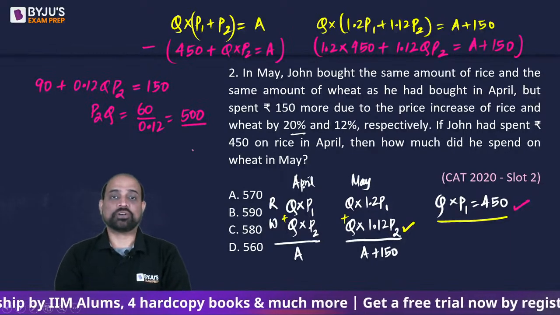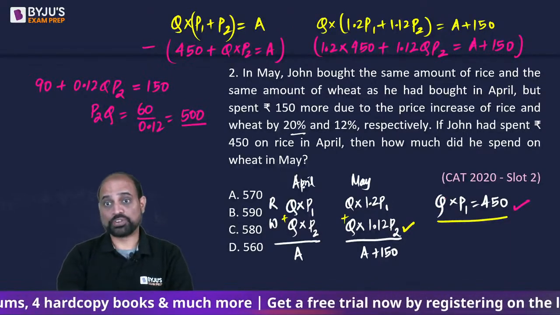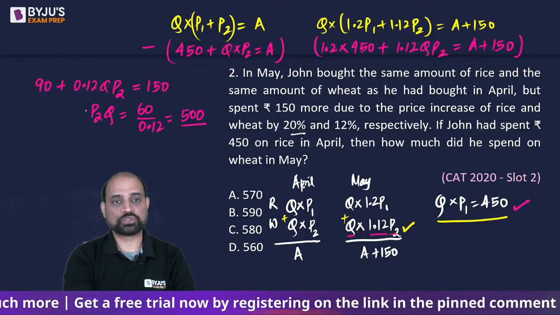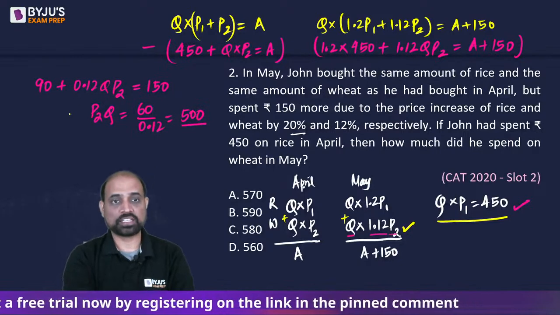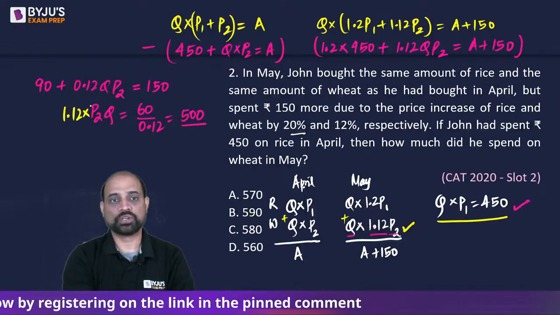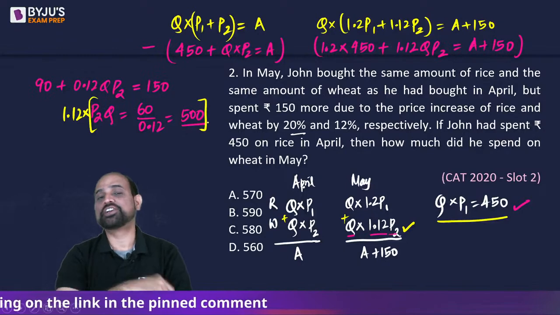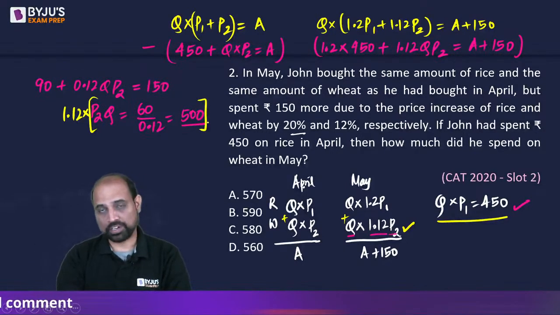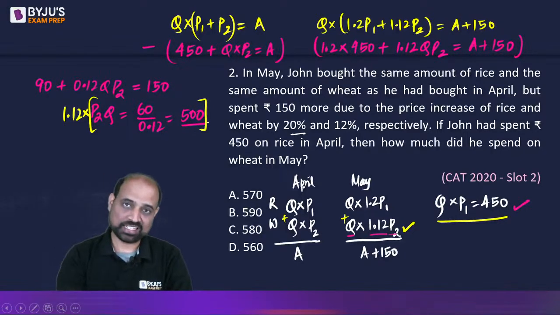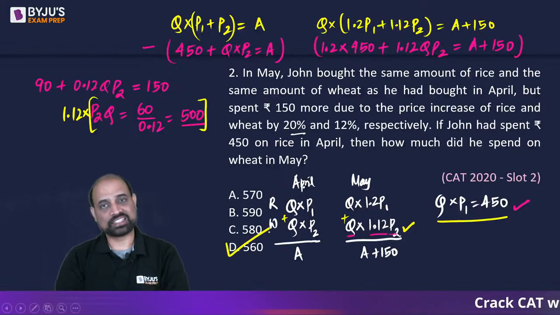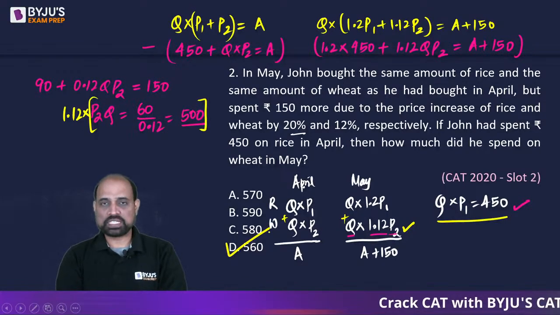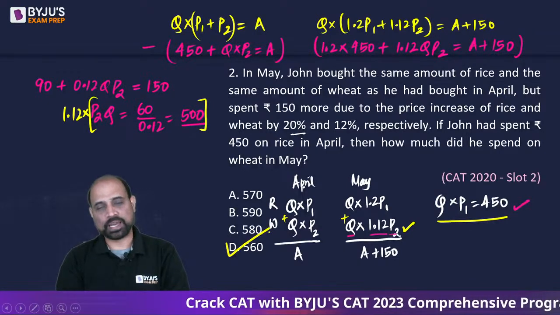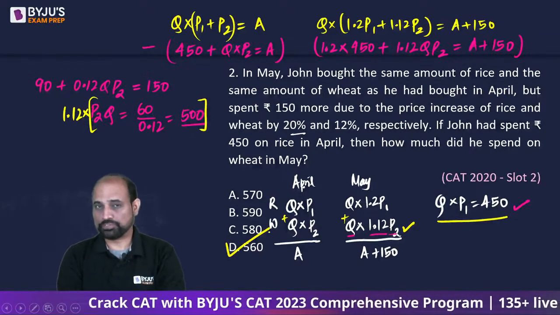Now, we are not asked what is P2 into Q. We are asked what is P2 into Q into 1.12. So we are now going to multiply this P2 into Q by 1.12. That means we have to multiply 500 also by 1.12, which is going to be 500 into 1 is 500 and 12 into 5 is 60. So we will have 560 as the answer. So basically a very straightforward question. Is just that you have to manipulate the equation so that you are able to solve it faster.